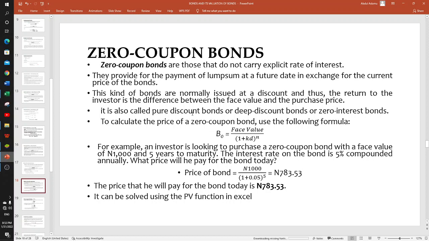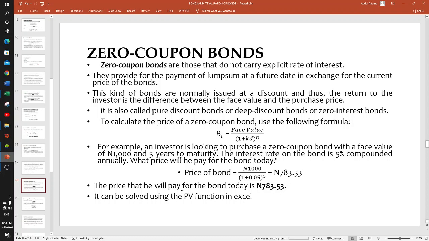To do the calculation, all you do is take the present value of the face value. If you remember, this is our formula. For example, an investor is looking to purchase a zero coupon bond with a face value of 1,000 and 5 years to maturity. If the required rate of return is 5% compounded annually, what price will you pay? Very simple. You take the present value of 1000 at 5%. So you have 783.53. So we will pay 783 naira 53 kobo.